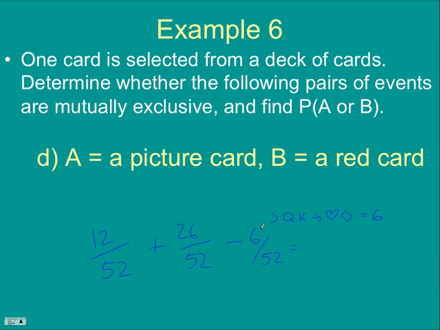And this is going to give me 12 plus 26 minus 6 is 32 out of 52, which reduces to 8 in 13, which is 61.5%. Okay, so that is dealing with mutually exclusive events and probability problems using the word or.